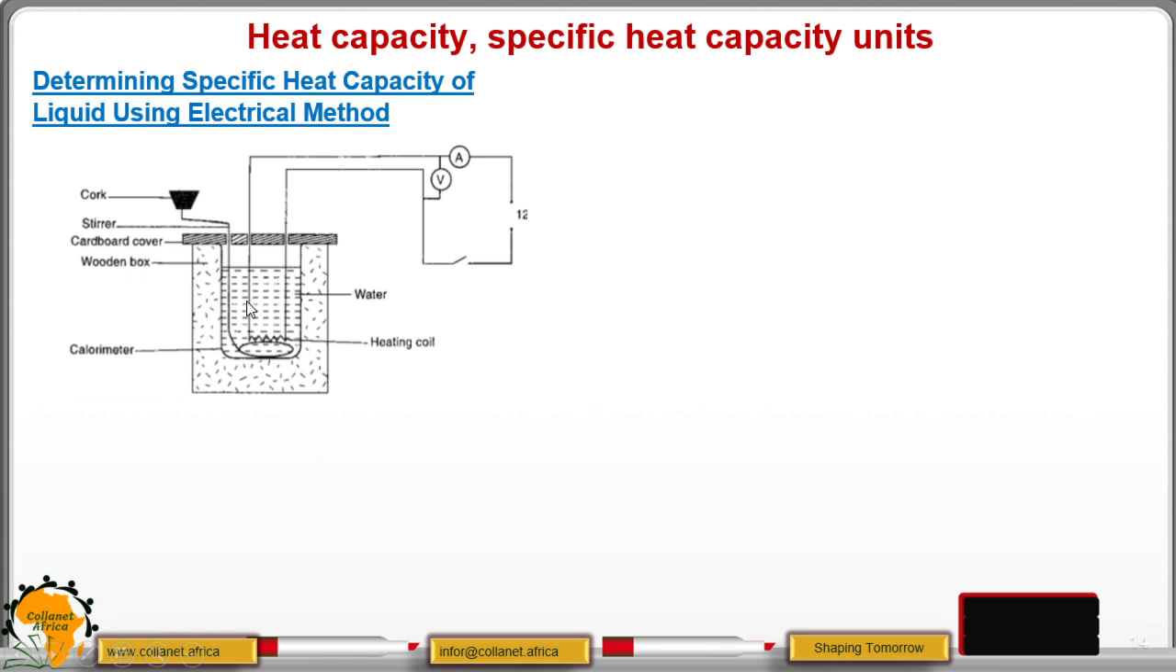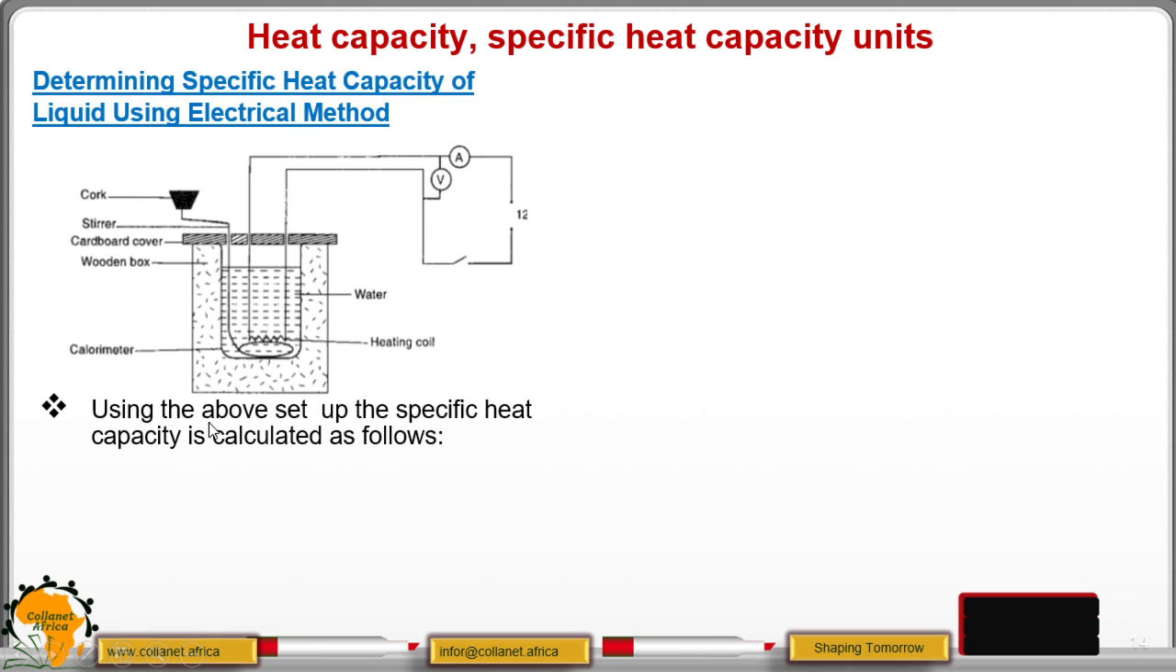It is stirring to ensure that we have uniform temperature. And then we have the power that is being supplied here. We have the voltmeter and the ammeter to give us the voltage and the current so that we can get the amount of heat being supplied by the electrical heater. Then, after getting this set up, we are supposed to record the voltmeter reading, the ammeter reading, and of course the time taken. And then finally, we are also supposed to get the mass of the water and also the final temperature and the initial temperature.